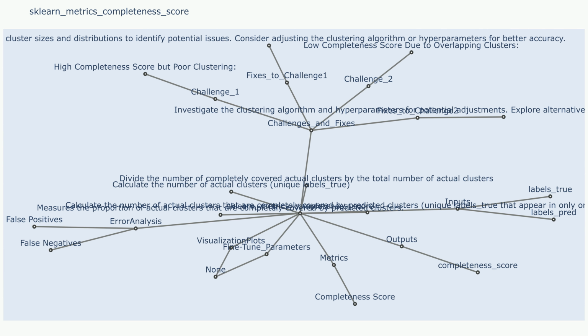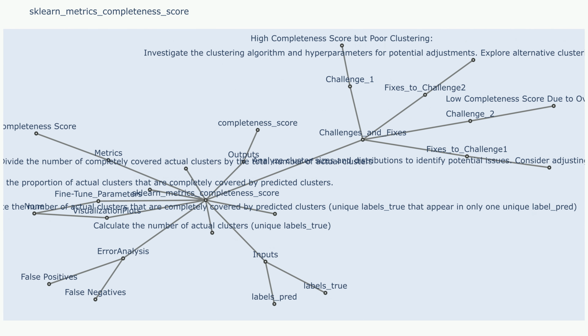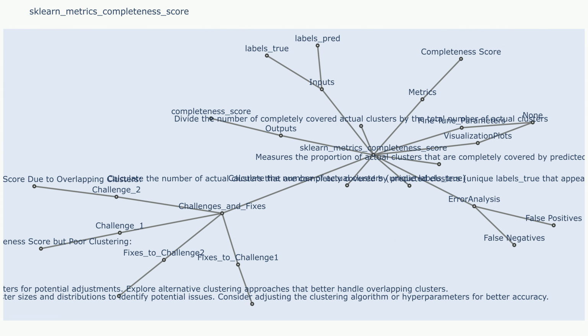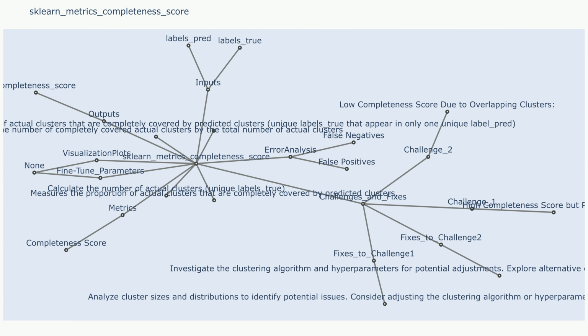Challenges and fixes. Challenge 1: the completeness score can be influenced by the number of clusters in the ground truth and the predicted clusters. If there are more clusters in the ground truth than in the predicted clusters, the completeness score will be lower, and vice versa. Sample use case that resulted in challenge 1: a clustering algorithm that predicts 5 clusters when the ground truth contains 10 clusters.